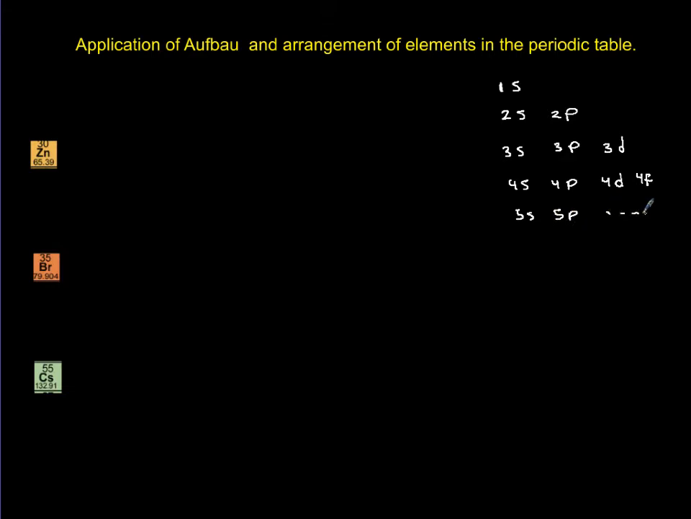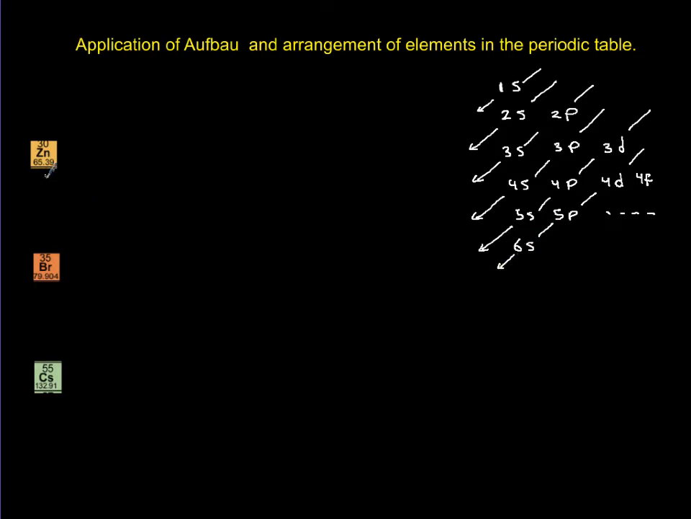I'm not writing the rest. I think I have enough. 6s, and I stop. Then diagonally we are going to follow this, and that's how we are going to fill the sublevels. So this is sort of a trick that all chemistry teachers agreed will work. So I want you to practice until you perfect this game.